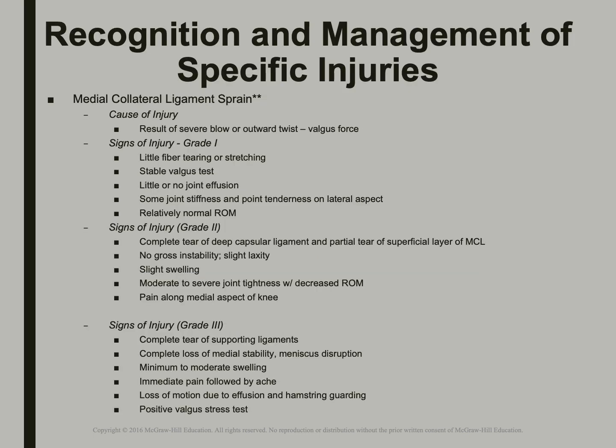The MCL can be sprained and has similar grading to the sprains of the ankle ligaments that we discussed previously in class. The MCL sprains due to a valgus force at the knee. This is mostly due to a direct blow to the knee, causing it to cave inward, or due to an external twist of the joint. The signs of each grade of sprain are shown above.